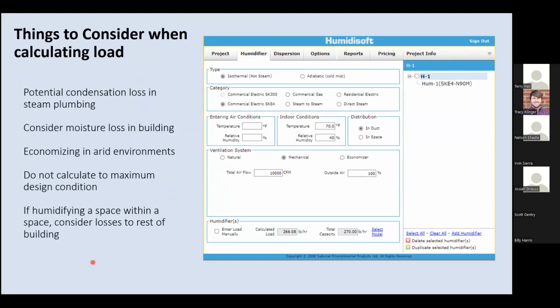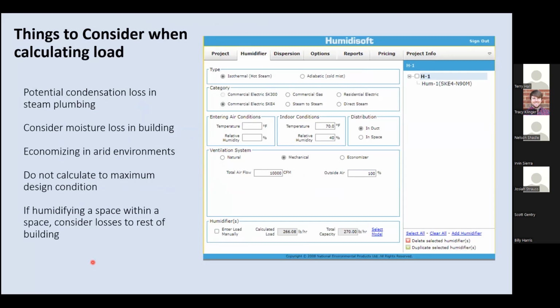And this is an example of doing a load calculation. We have 70 degrees and 40% as our internal condition, or our design condition. And we have 10,000 CFM of 100% outside air. So our load is 266 pounds per hour approximately.